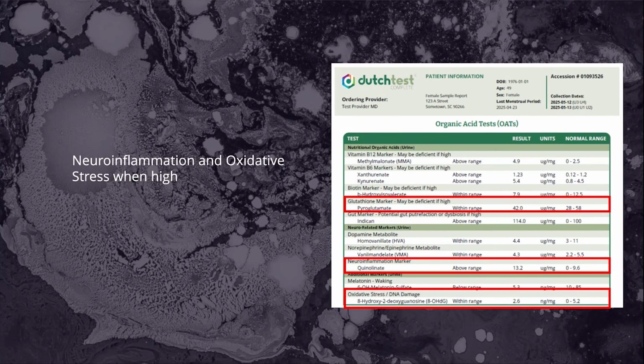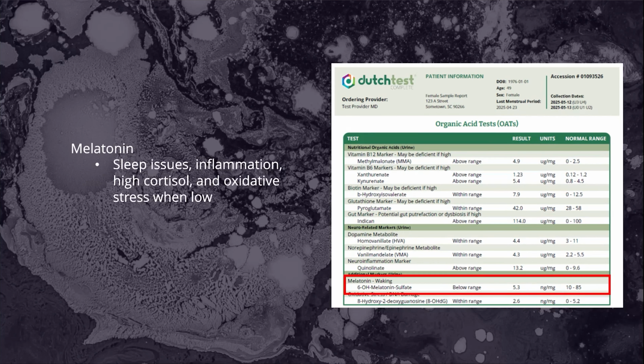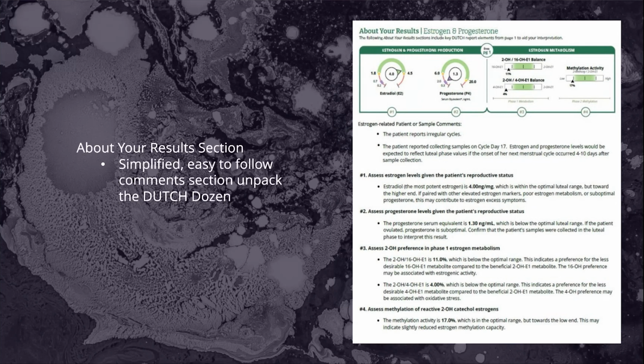Several markers of oxidative stress and inflammation can help you zero in on those causes of maybe cortisol elevations or estrogen detox abnormalities. This patient's quinolinate was high, which made us think about neuroinflammation as being a driver in particular. And melatonin we report in the context of the diurnal cortisol on adrenal page 4, but you'll also find it here on page 6.